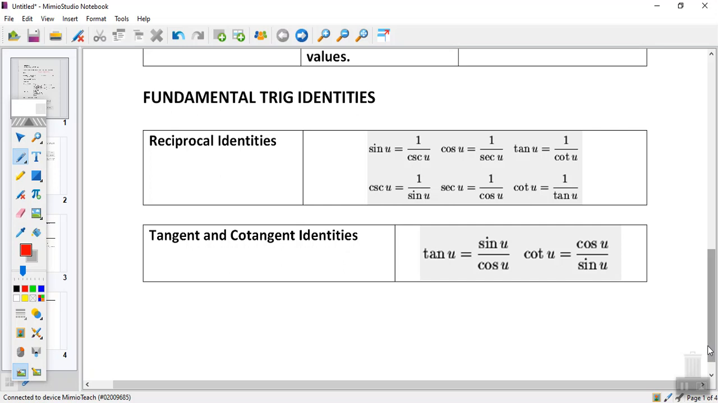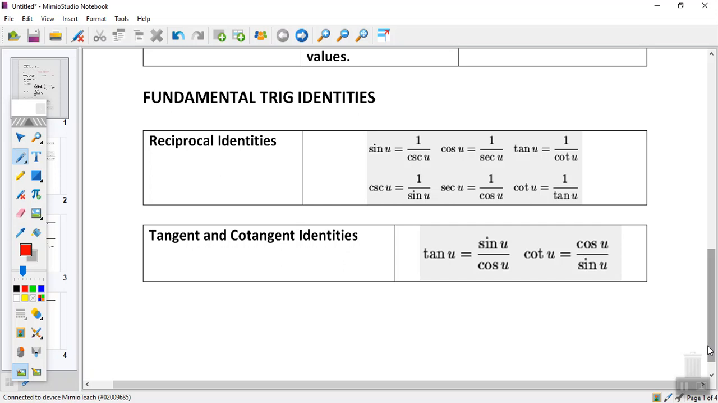Cosine is equal to 1 over what? Tangent's equal to 1 over what? Cosecant, that would be equal to 1 over what? Secant would be equal to 1 over cosine, and cotangent would be? Okay, what kind of identities are these called? They're just reciprocals of each other, okay? So, we should be good with that, okay?